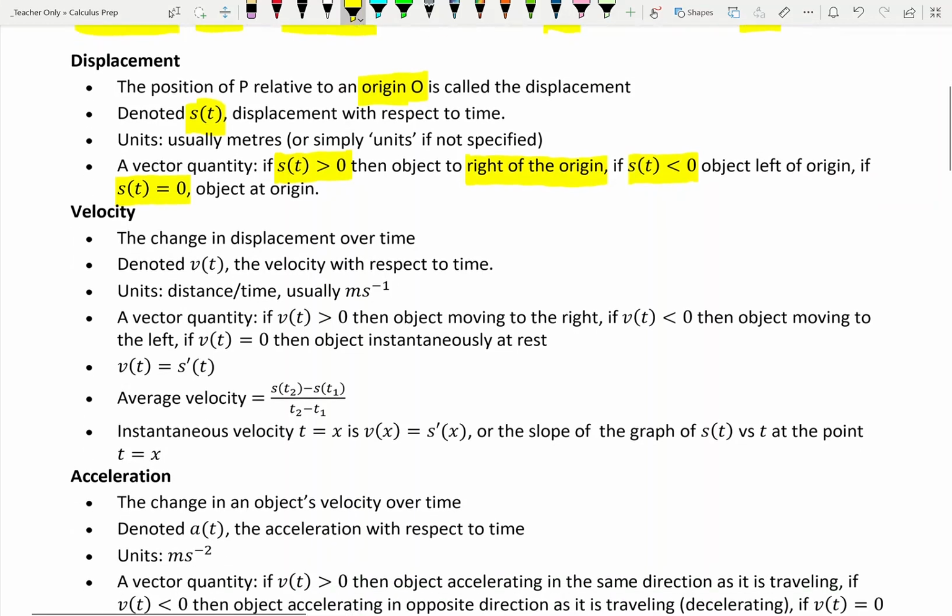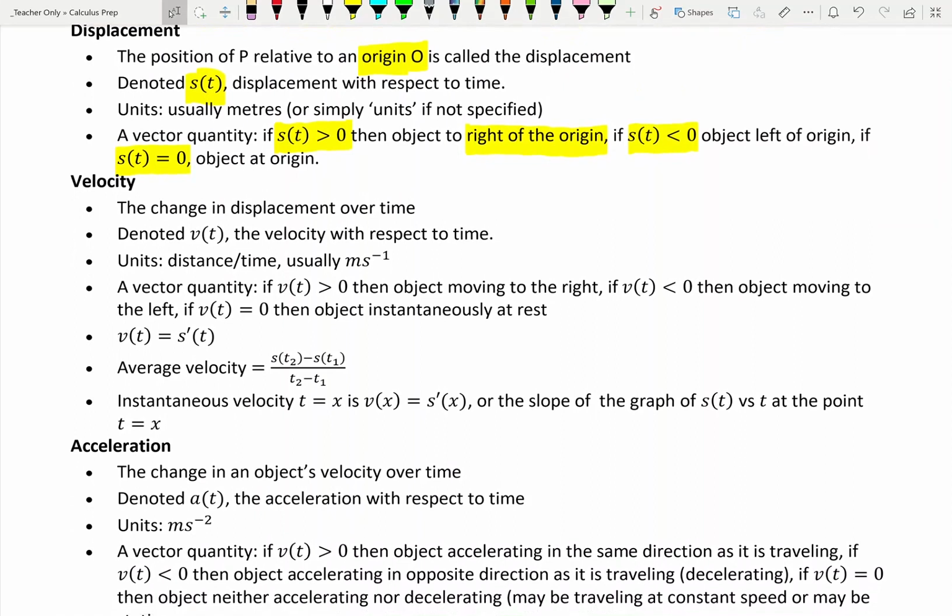The velocity is the change in displacement over time. Now, it is connected with speed, but it is a vector quantity. And the reason that it's a vector quantity is because displacement is a vector quantity. So if we're talking about displacement over time, a vector quantity over time will result in another vector quantity. And we call it v of t, which is a little bit nicer because of v for velocity. And it is a distance per time unit, usually meters per second.